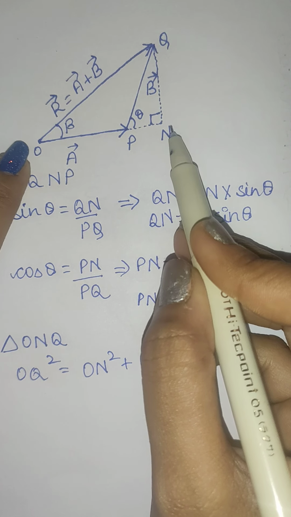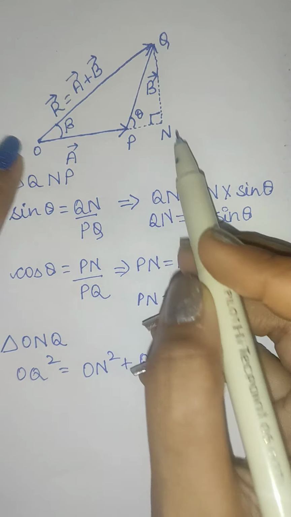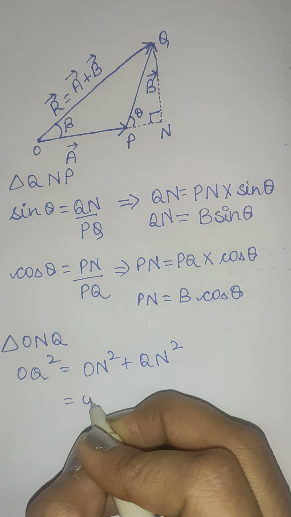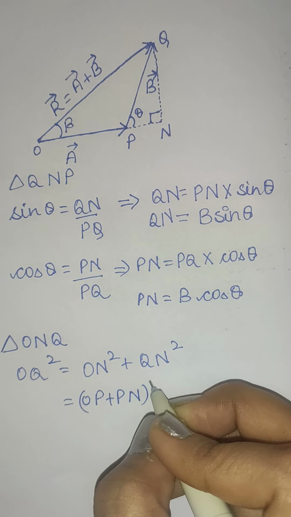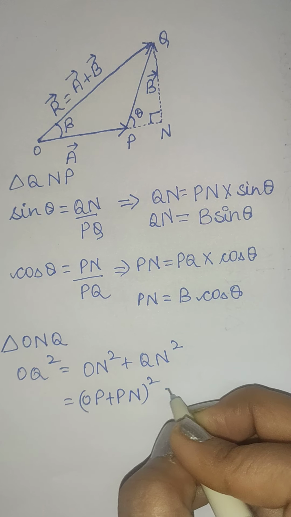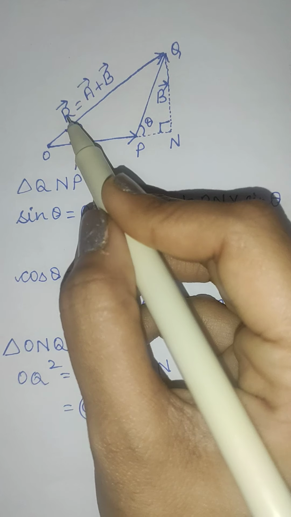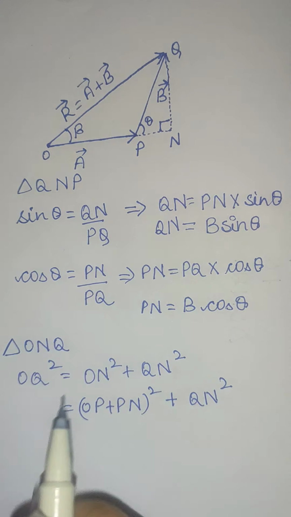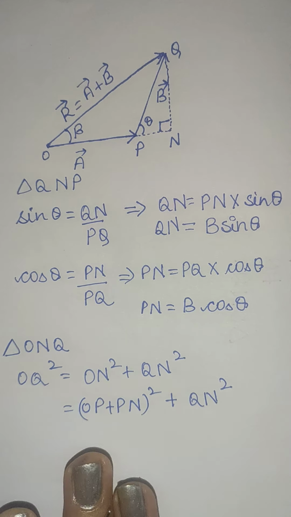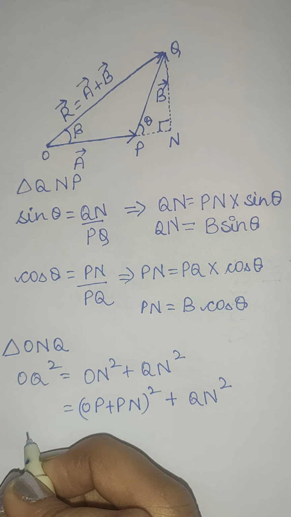Now see, ON can be represented as OP plus PN. So I am writing it here. ON is equal to OP plus PN, and then I have a whole square, so I'm writing whole square, then QN. Now see, what is OQ equal to? R vector. Since we are just considering the magnitude, the aim here is to find the magnitude. So the magnitude of OQ is R, so I'm writing here R square.